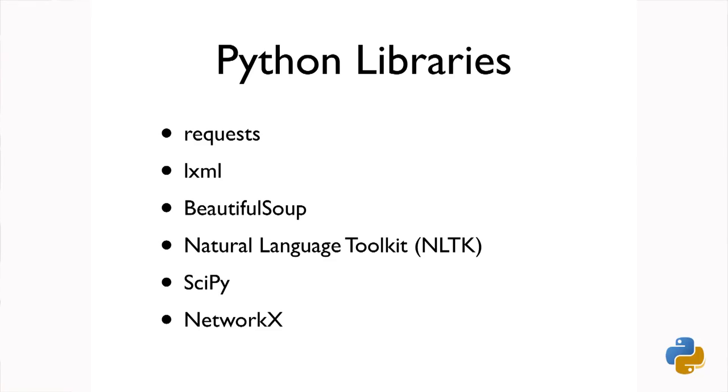If you were to roll your own tool for this sort of analysis, these are some suspects that may be very useful for that purpose. Starting off with requests for grabbing stuff off the web, then for structuring it, lxml and Beautiful Soup could help you out there. Natural Language Toolkit for doing entity recognition and some other processing on text. SciPy could be of interest if you wanted to do any mathematical or statistical work. And in terms of breaking the information down and relating it on a graph or network basis, NetworkX could be of use, and also for the visualization of that.